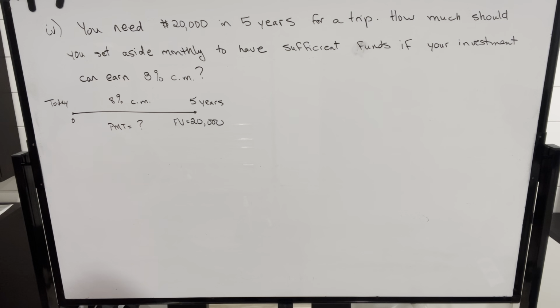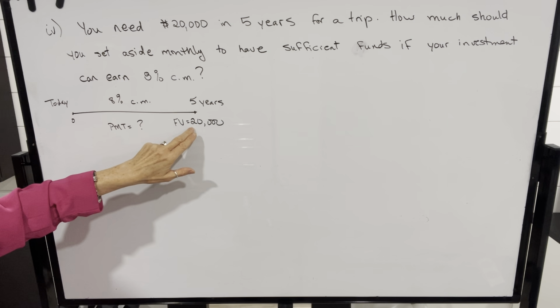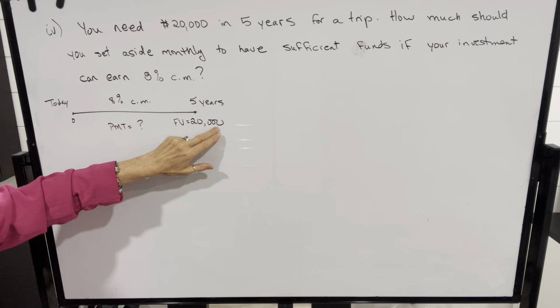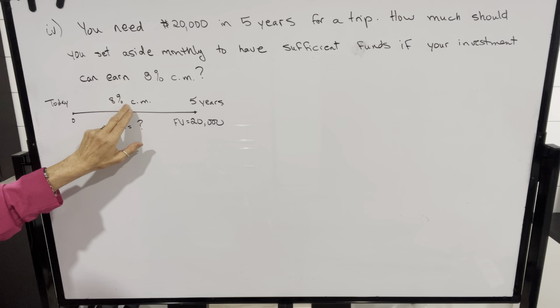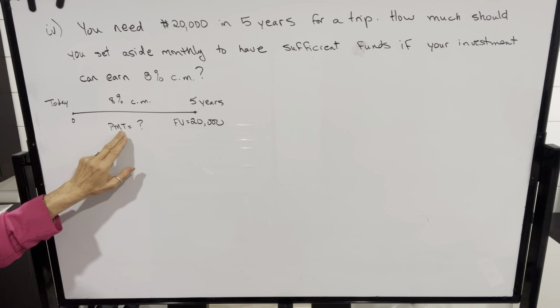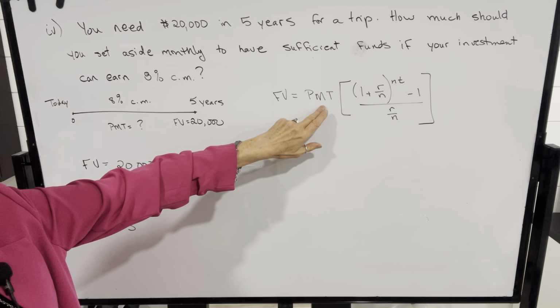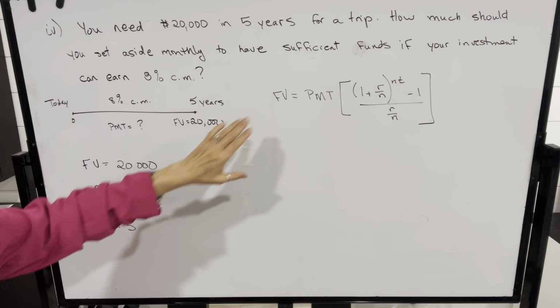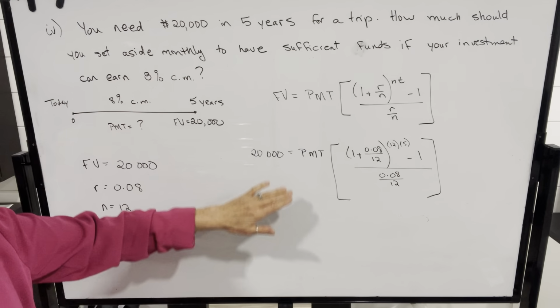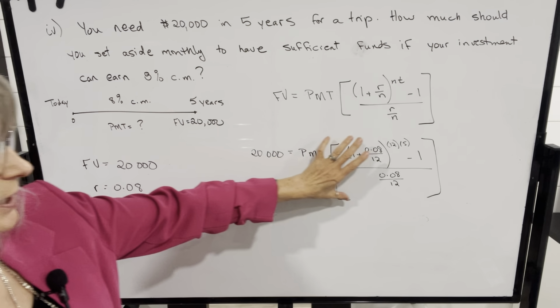So this example is different than the previous examples because we know the future value. We want to have $20,000 in 5 years. We know our interest rate. We don't know the payment. We can solve for the payment because we know all of the other values in this equation. So let's start by plugging these values in. So we have 20,000 equals payment times this amount here.